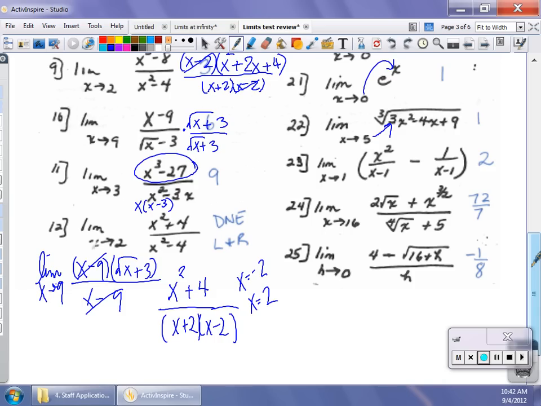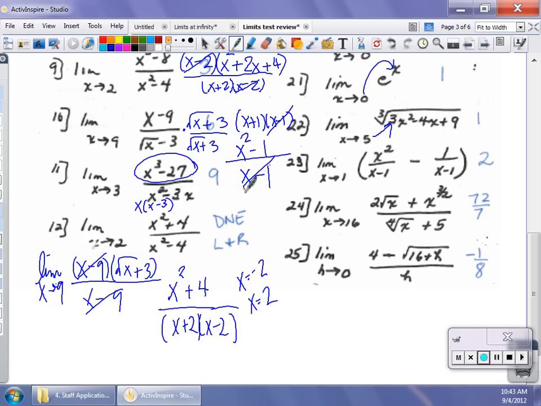Number 23, we're approaching a discontinuity, so I'm going to get a common denominator, which would be x minus 1. Well, it already is the same denominator, but I'm going to put it together. So that's x squared minus 1 over x minus 1. I can factor, remove the discontinuity, and then substitute the 1.